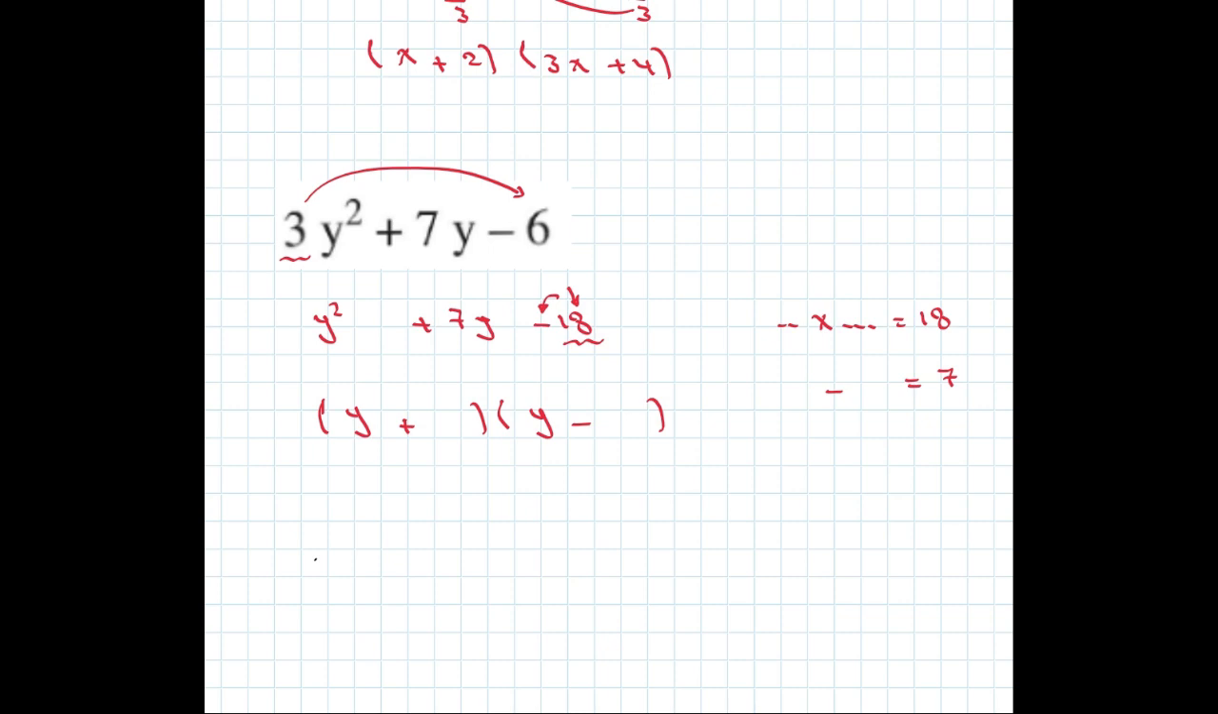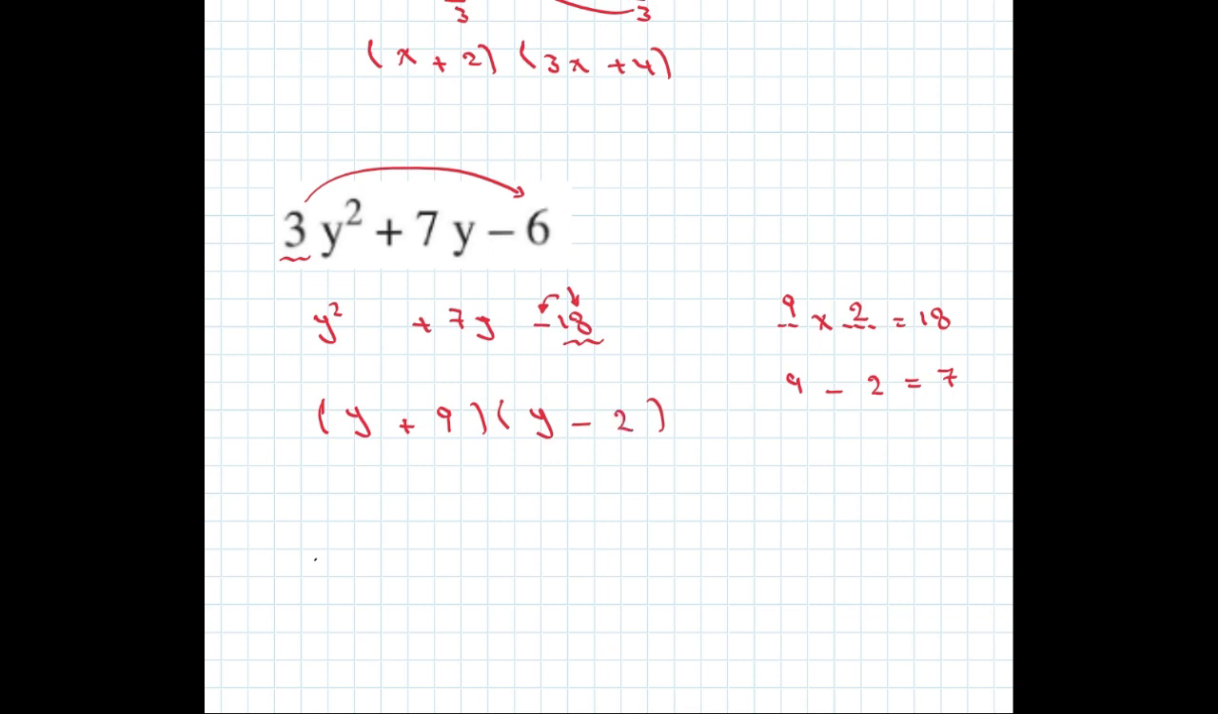The two numbers will be 9 and 2. 9 times 2 is equal to 18, and 9 minus 2 is equal to 7. And I know that you all know that the 9 will be written with the positive sign, because the greater number is always written with the sign of the middle term.